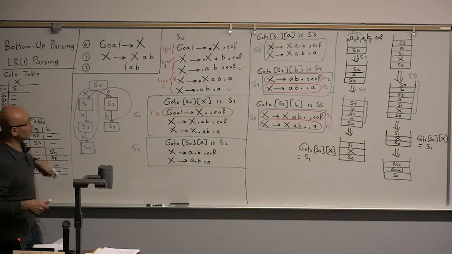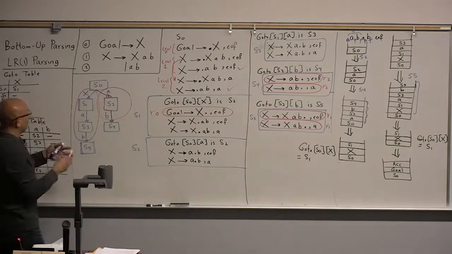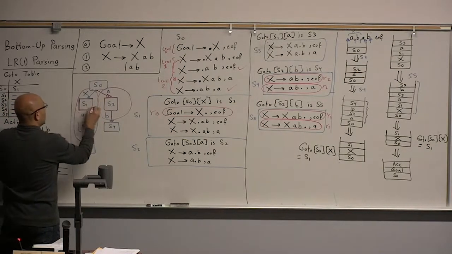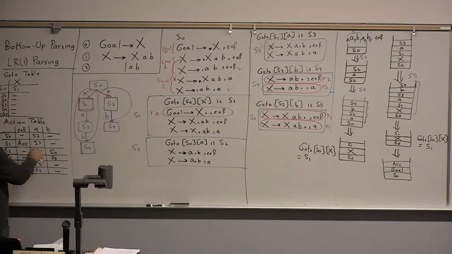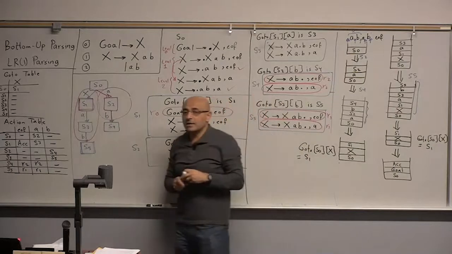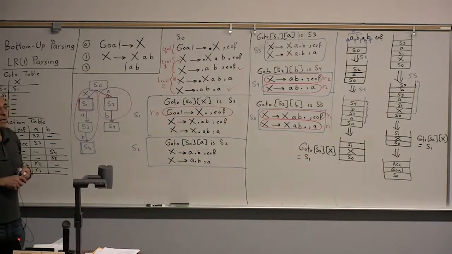Now, with the X, we are back in S1. So our state is S1. But if you are in S1 and you are seeing end of file, then the action table tells you to accept. Okay? So does it make more sense now? Okay.